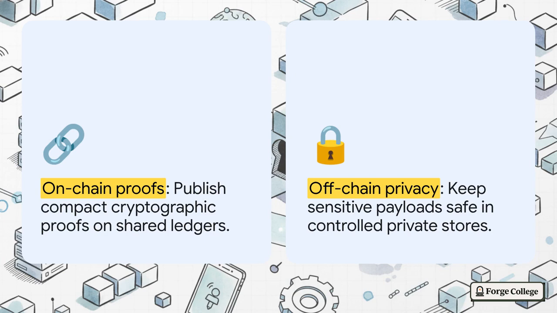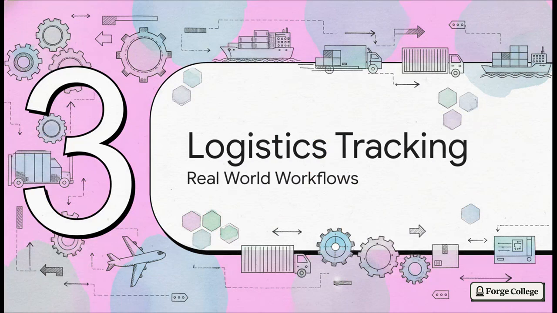Look, if you put massive, highly sensitive documents directly onto a shared ledger, you're looking at terrible privacy and outrageous storage costs. So what's the clever engineering workaround? We put the compact, unalterable cryptographic proofs directly on the ledger while keeping those bulky or highly sensitive payload documents safely tucked away in private, off-chain storage. Best of both worlds.